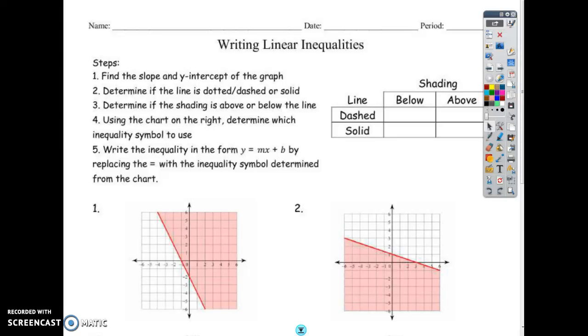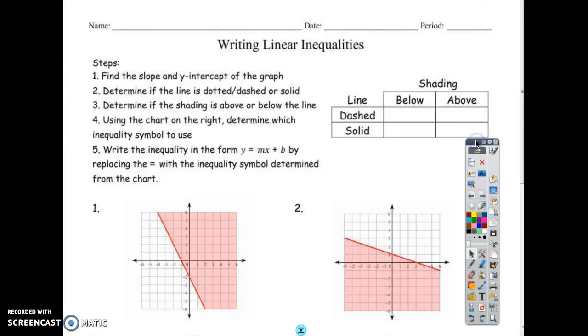Okay, today we're going to be writing linear inequalities, and we're going to use the stuff that we've learned previously. I'm talking about the inequality symbols. Remember, we're using these, and we have to know what each one does.